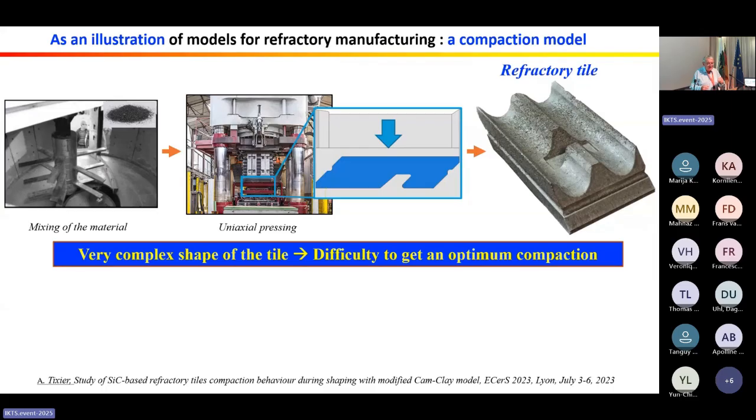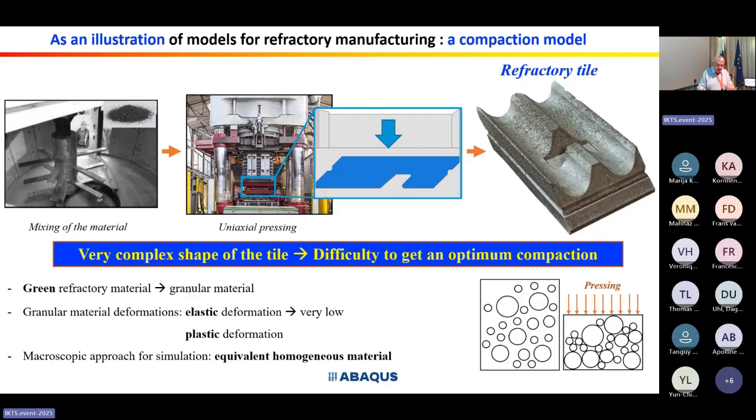Just look at an illustration of models for refractory manufacturing, a compaction model. Here you can see a refractory tile. It is a refractory brick with a very complex shape, so it's very difficult to get an optimum compaction in all the material.